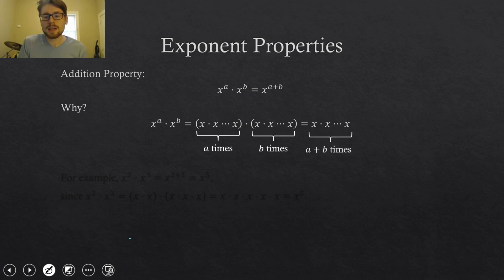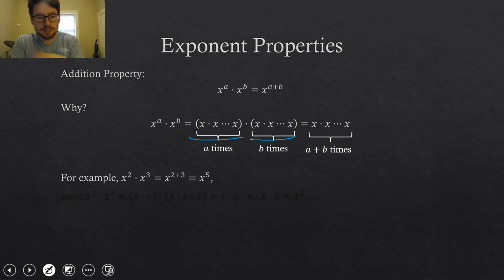And so what you end up getting is a plus b x's. This one's going to give us a x's, this is going to give us b x's, and if we were to just remove those parentheses and count up all of the x's, there'd be a and then b, and so there'd be a plus b of them. And that should make sense.